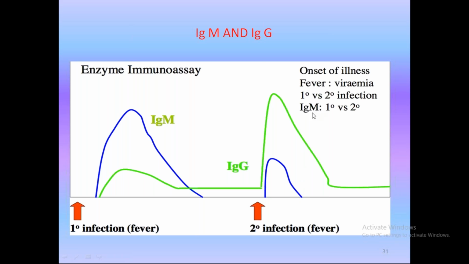So, onset of illness and primary versus secondary infection. These are the values of IgM and IgG. That's why we can discriminate whether it's a primary infection or secondary infection. Why should you know whether it's primary or secondary? Because secondary infection is more complicated, carries more risk, and has more chances of dengue shock syndrome.